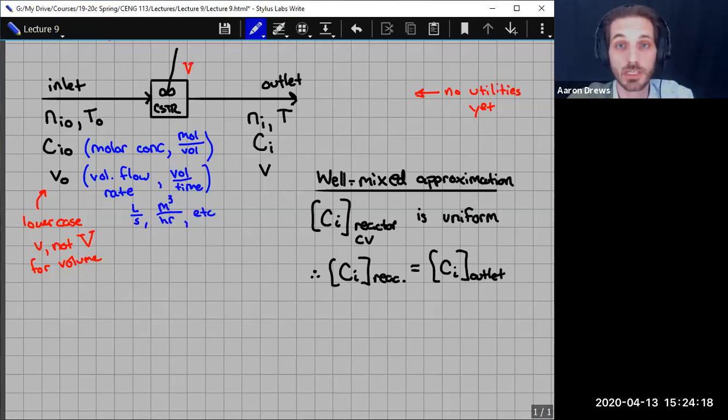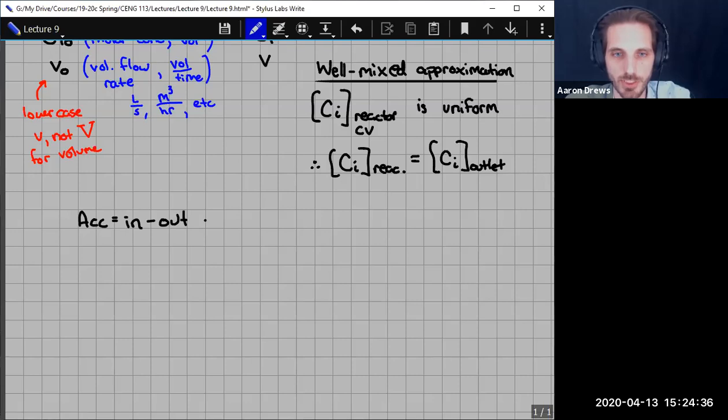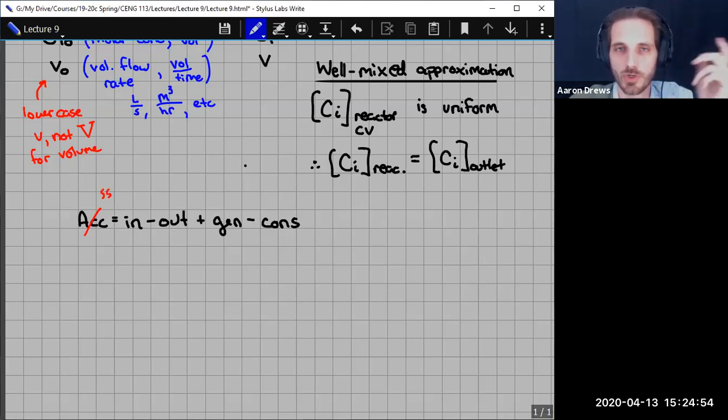And that's going to be really good when we write our material balance. We're going to need that assumption in order to actually allow us to calculate anything with our material balance. That material balance has not changed. It's the great thing about a conservation equation. They don't change. So it's still in minus out plus generation minus consumption is equal to our accumulation. Not surprisingly, we're going to operate at steady state, so we're not going to have to worry about accumulation.